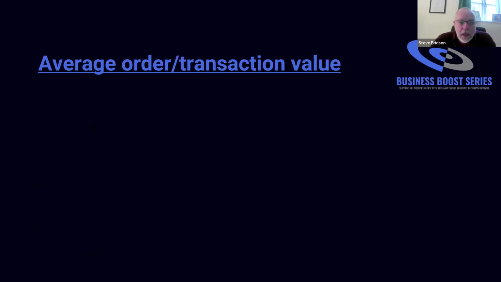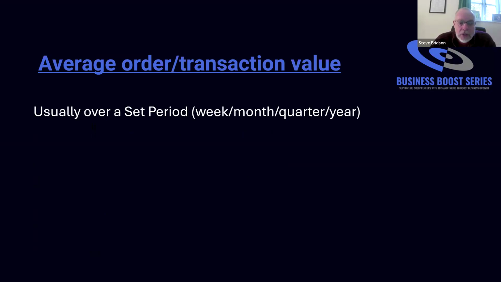The next one is the average order value or the average transaction value, which is basically the average of every order that you process. So again, it's usually set over a defined period. And like all averages, the longer the period that you're working on, the more data you have and the more accurate your average is likely to be.